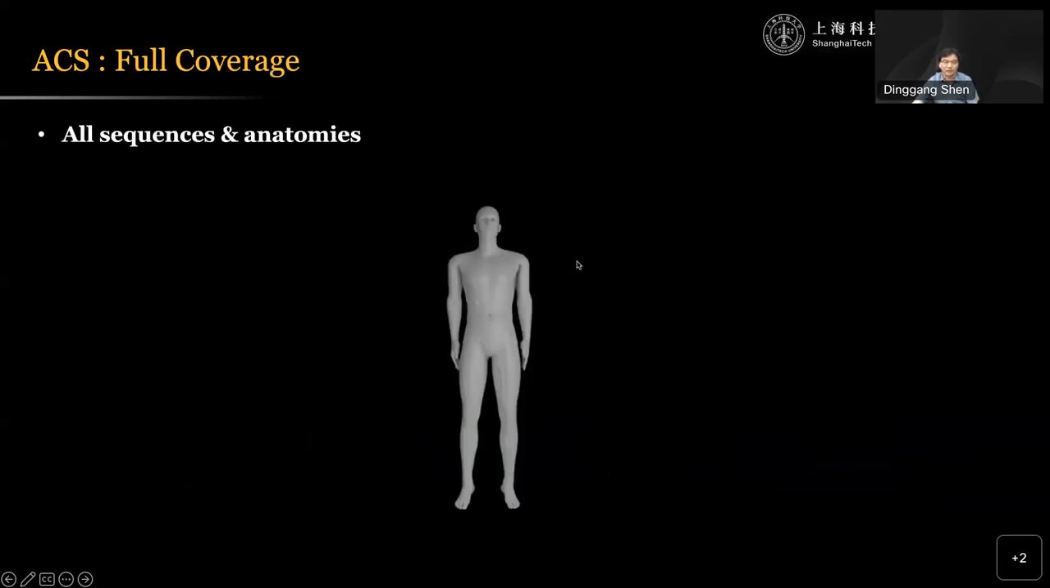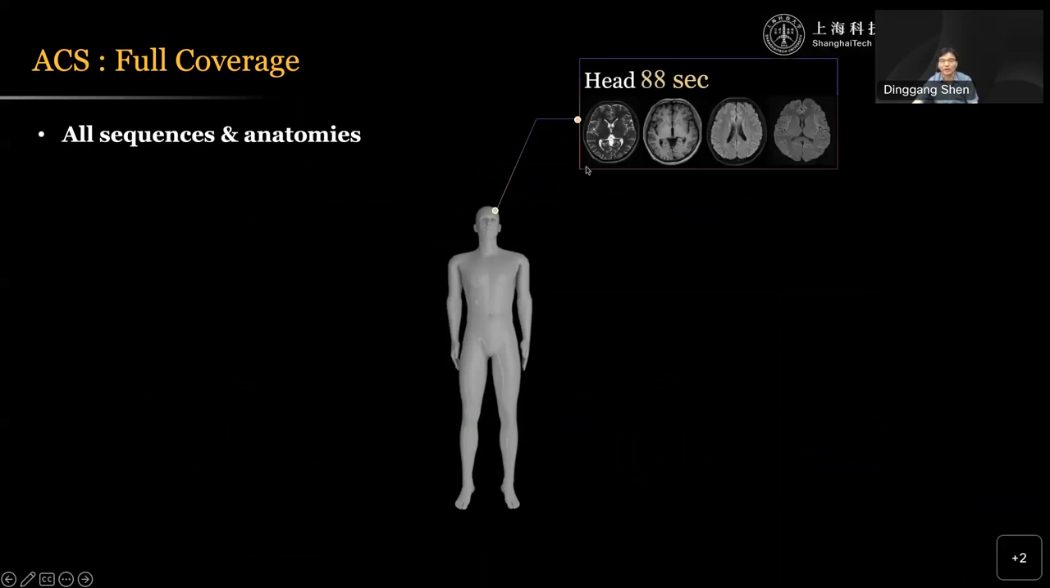And as I mentioned, we use this method to cover the whole body, and all the sequences and all the anatomies. Eventually, like I mentioned, we can acquire multimodality images, T2, T1, or FLAIR images for the head using 88 seconds, and we can have high quality like this.